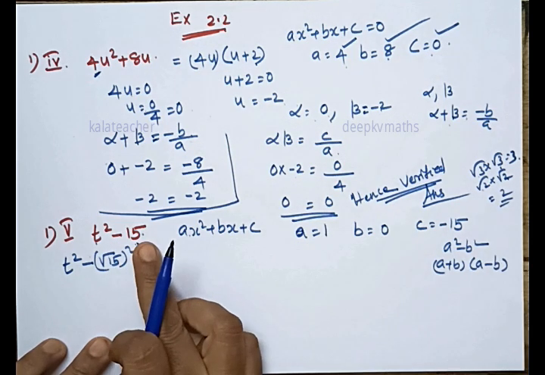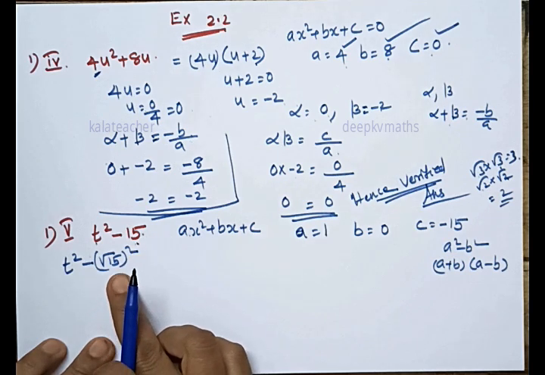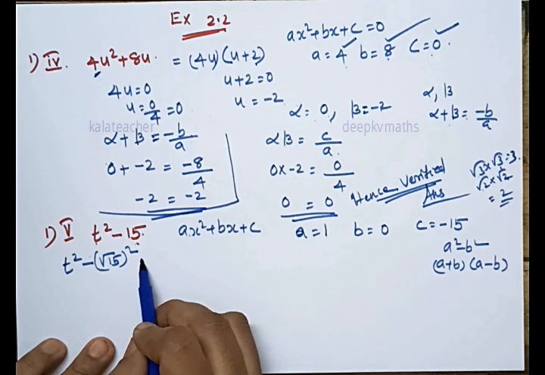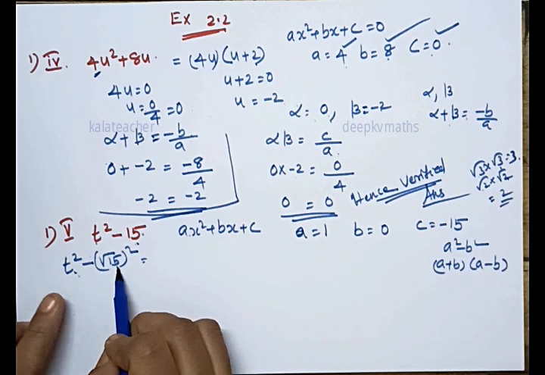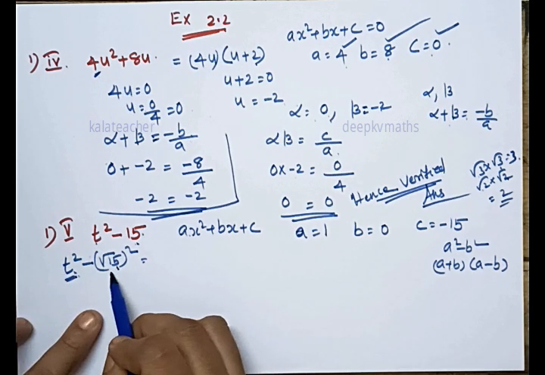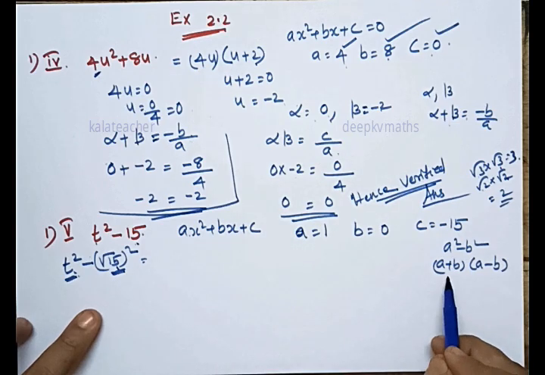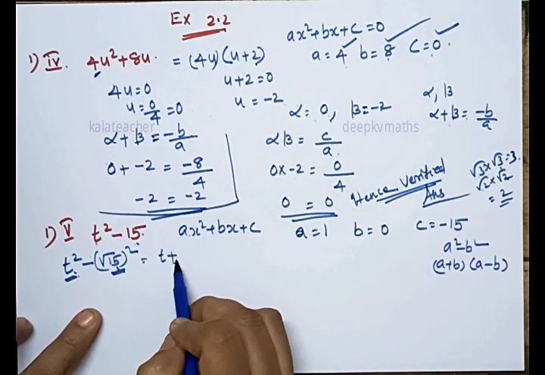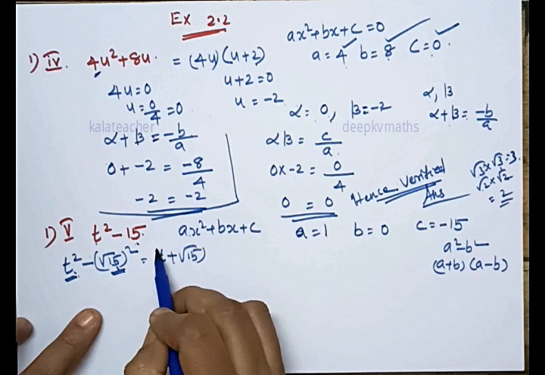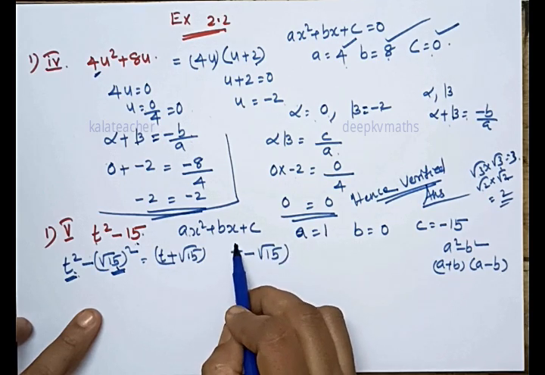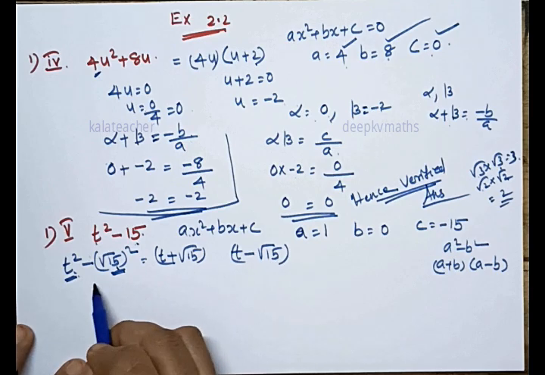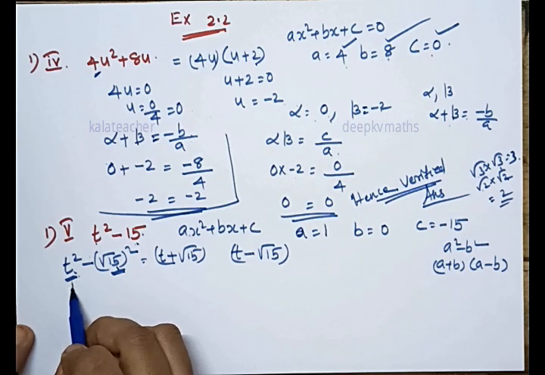Similarly, 15 comes when we take root 15 the whole square, which is a² minus b², that is a plus b into a minus b. Here a is t and b is root 15. So a plus b becomes t plus root 15, and t minus root 15. Now we have found the two factors, so we can find the zeros.